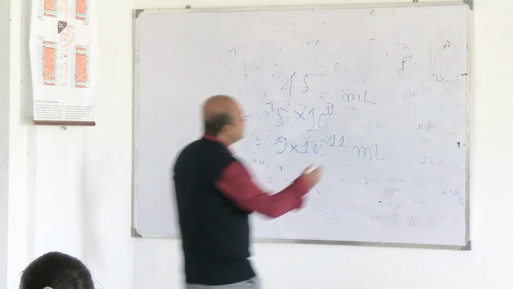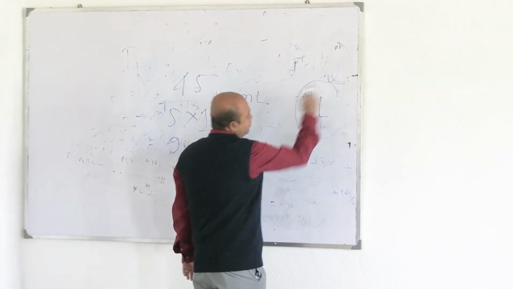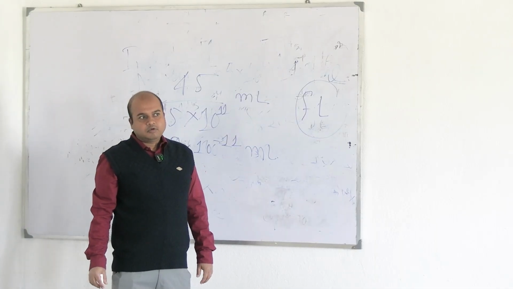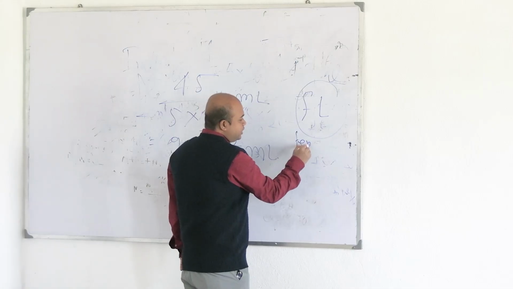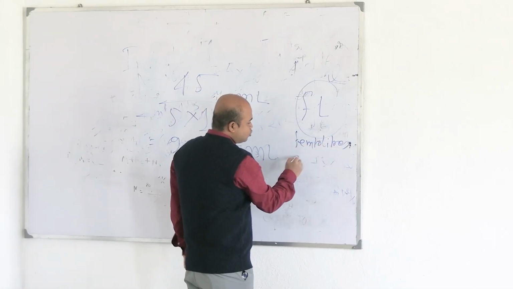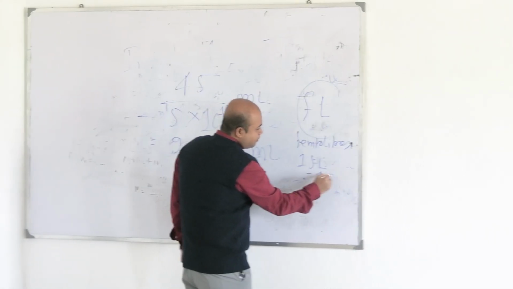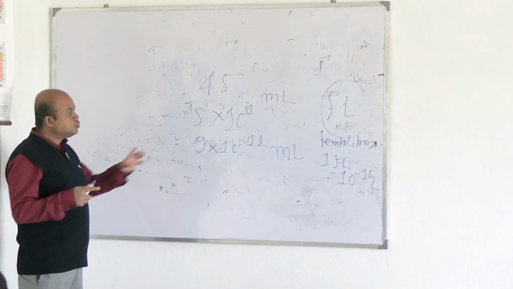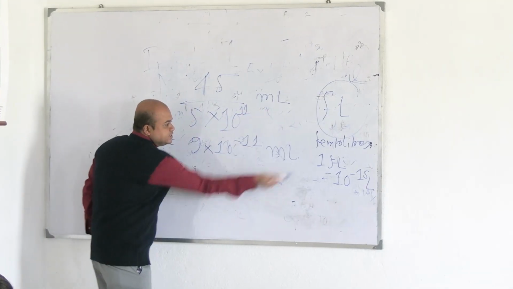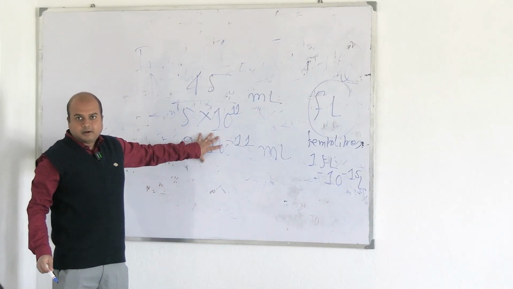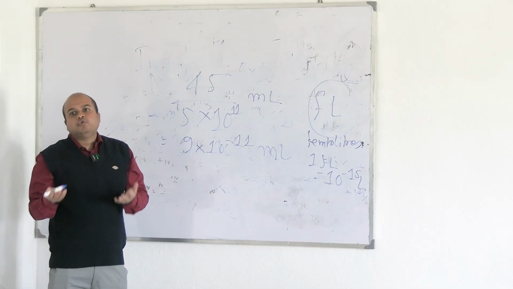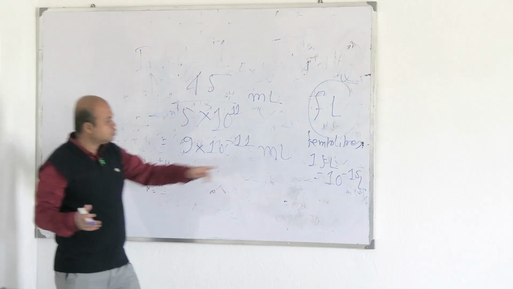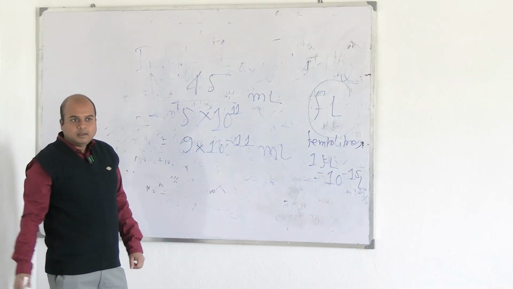So the theoretically accepted unit of writing this is femtoliters. Femto, F-E-M-T-O, it is given in books, femtoliters, where 1 femtoliter is 10 to the power minus 15 of a liter. This is the conversion. So we usually measure it in femtoliters, but actually milliliter is the correct answer. To get a figure which looks convenient to us, the theoretically accepted value is femtoliters, which is 10 to the power minus 15 liter.